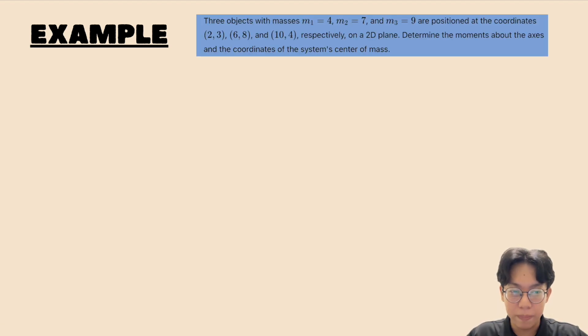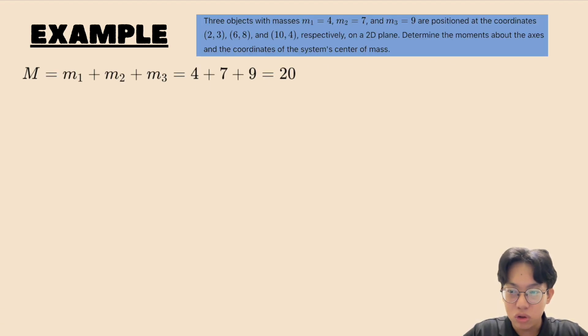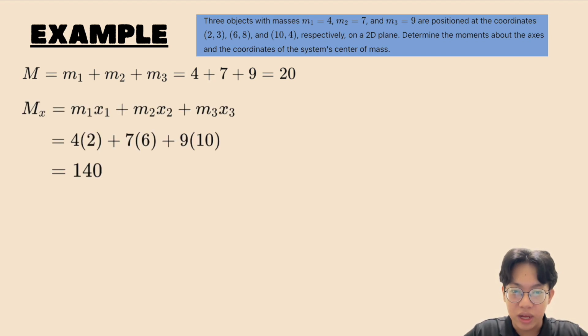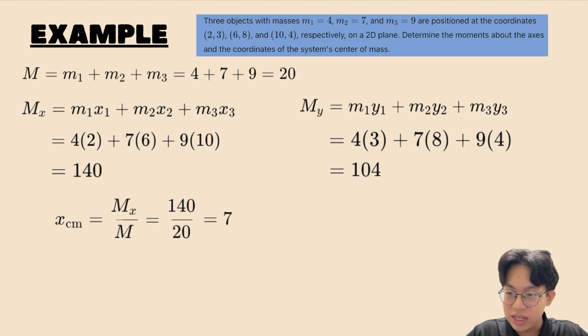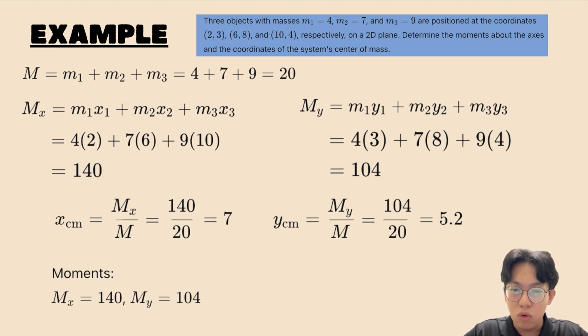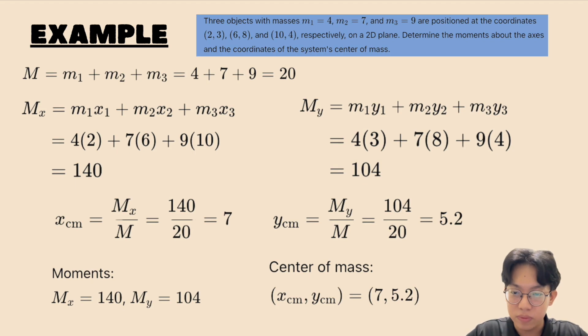Here's how we solve the example step by step. First, we'll calculate the total mass, which is m1 plus m2 plus m3 equals 20. Next, we'll calculate the moments about the x-axis, which is 140, and the y-axis, which is 104. Now, we'll compute the center of mass by the previous formula, where x for the center of mass equals Mx over M, which equals 7, and y for the center of mass equals 5.2. The moment about the x-axis is 140, and the moment about the y-axis equals 104. And the center of mass for the system is located at the point (7, 5.2).